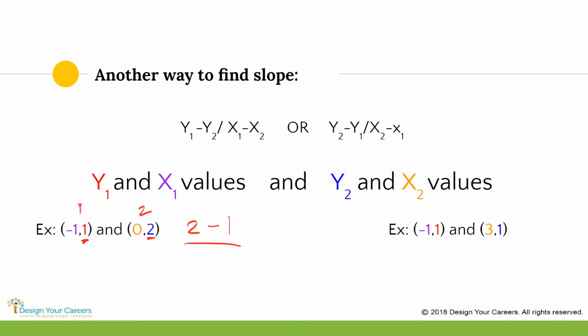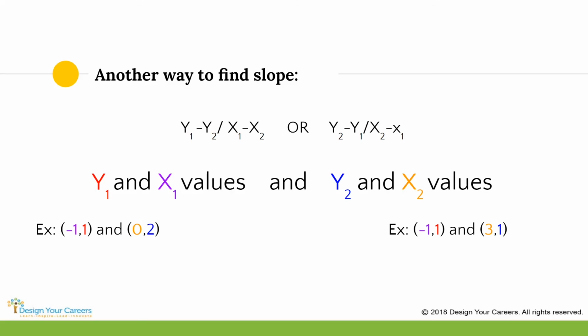We're going to divide that by our x2 value, right, which is 0, minus that x1 value, which is negative 1. Now we know a negative minus a negative will be a plus. So what we get is 1 divided by 1, which is equal to 1. Sorry, not 0. 1. Wow, my brain is just all over the place today. All right. So that is the slope of our first line.